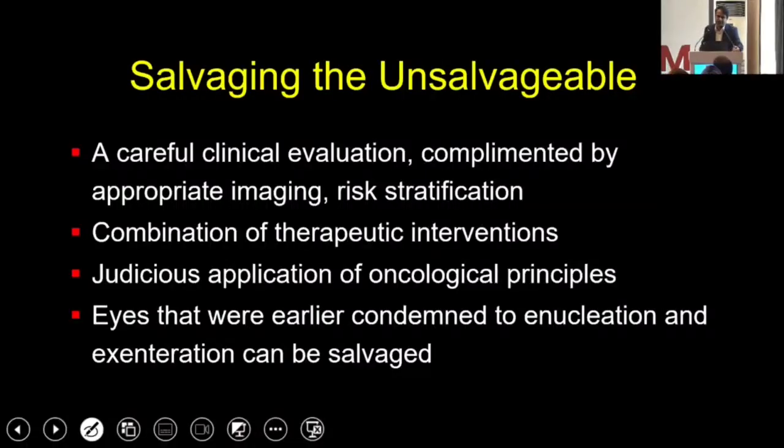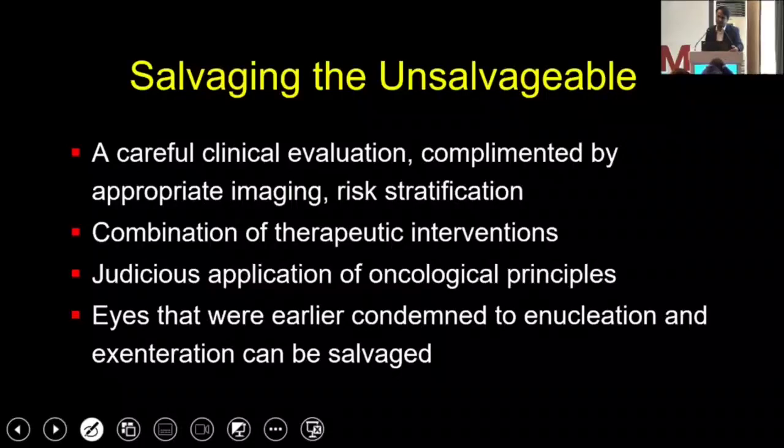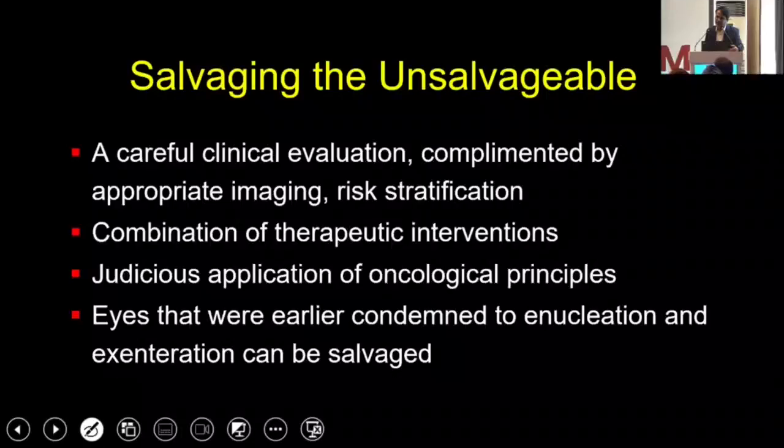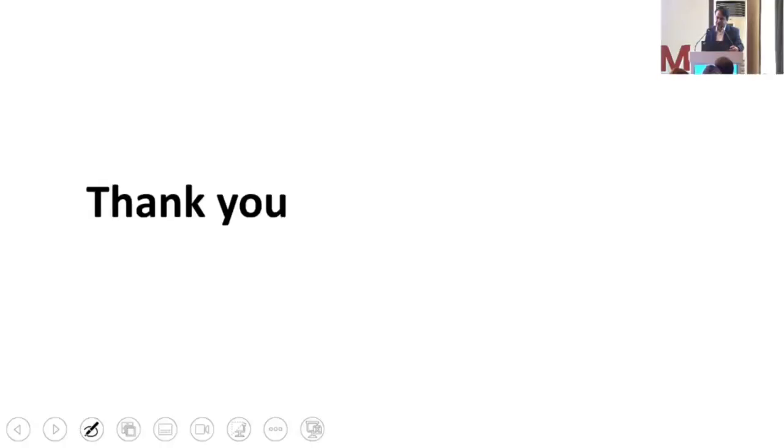So in conclusion, I would say that salvaging the unsalvageable is possible in ocular surface tumors. Careful clinical evaluation complemented by appropriate imaging, risk stratification, combination of therapeutic intervention which you specifically triage to a given patient and customize your treatment, but you always follow the relevant oncological principles. With all these combined, we can avoid enucleation and perhaps extended enucleation and save their eye as well as vision in these difficult situations. Thank you so much.